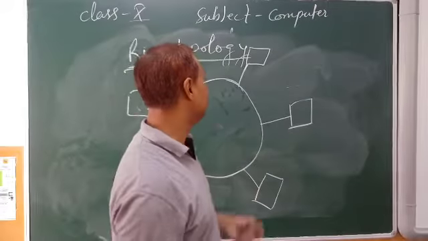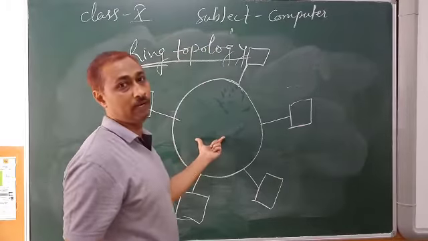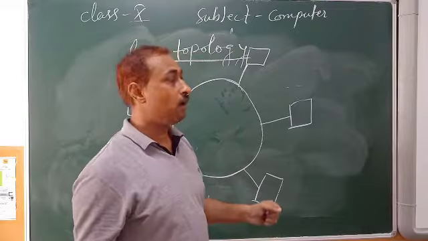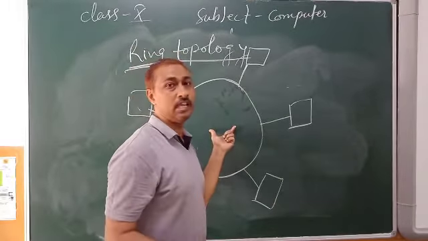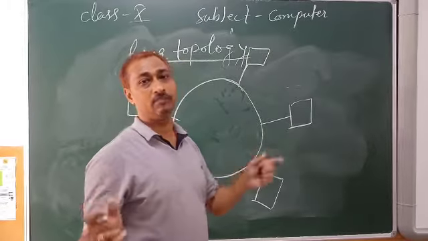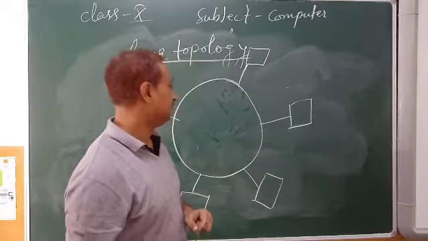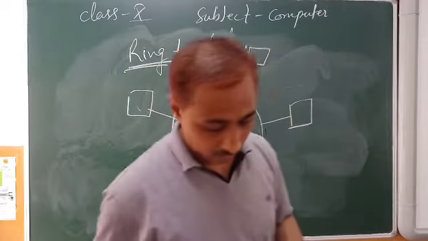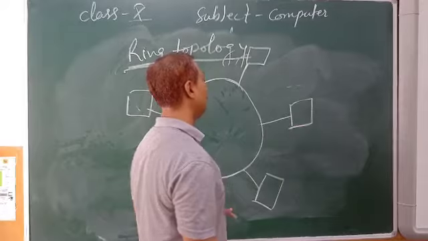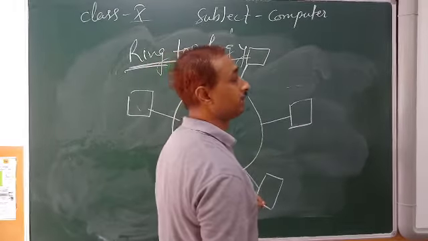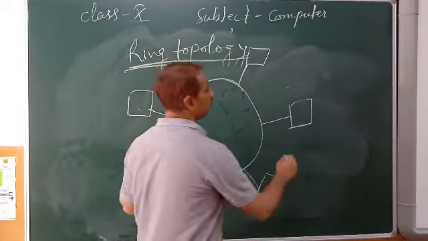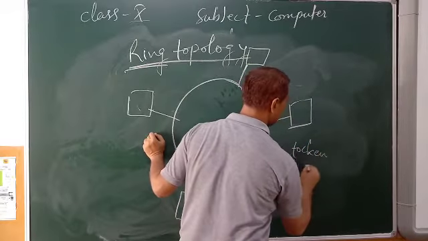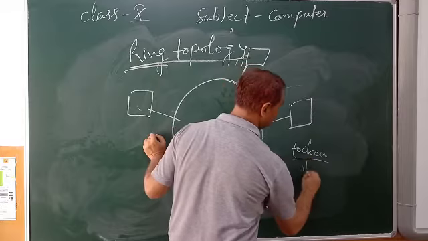Two computers at a time cannot transmit data to multiple computers. This is also very easy to implement because it is very similar to bus topology, but due to the structural change, it has a different name, ring topology. And this topology has a technology called token. That's why it is also known as token ring.